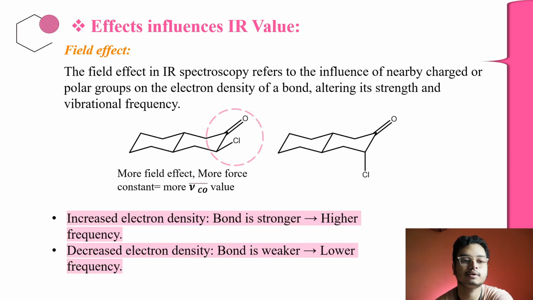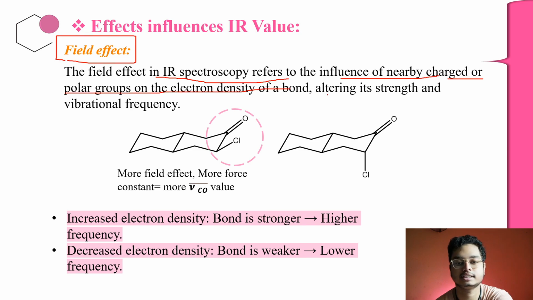Now let us talk about the field effect. This is a very interesting effect that influences the IR value. Basically, the field effect in IR spectroscopy refers to the influence of a nearby charge or polar group on the electron density of a bond, which alters its strength and vibrational frequency.